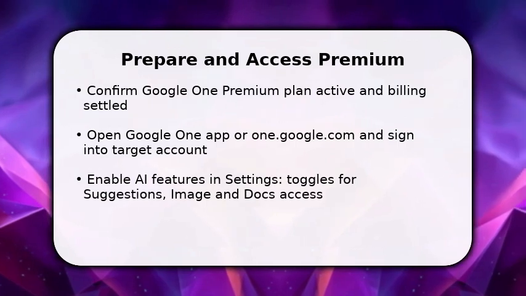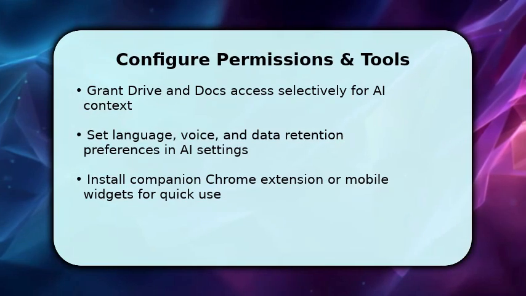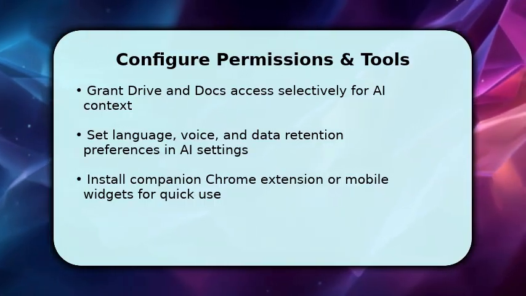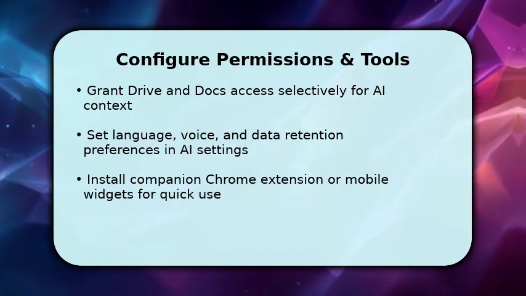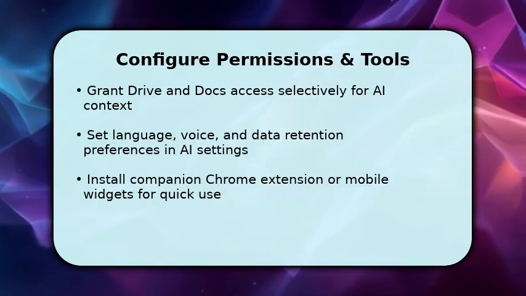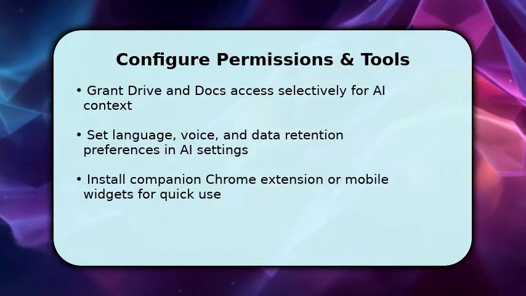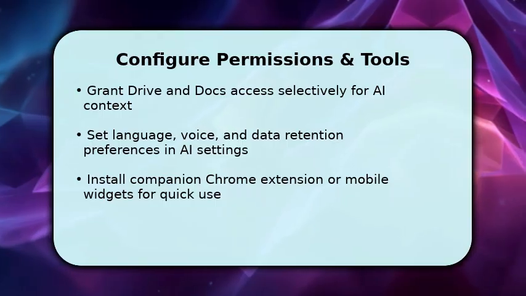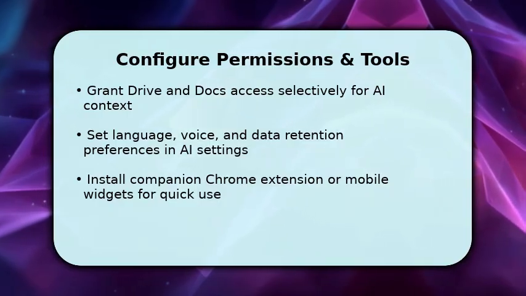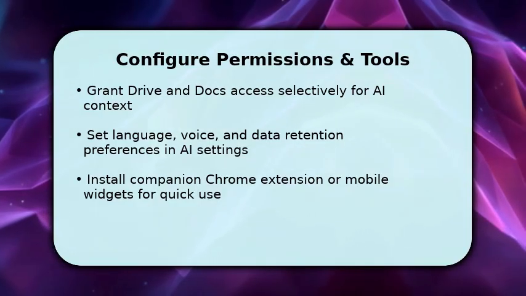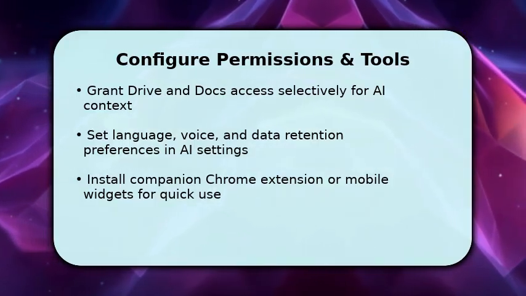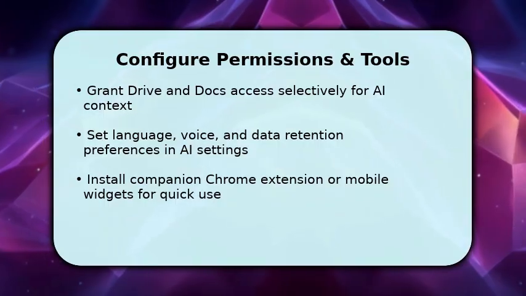Now you configure the middle-level controls that determine how helpful the AI will be. Grant Drive and Docs permissions selectively so the assistant can pull relevant context. This improves accuracy without oversharing. Then set language, voice, and data retention preferences to match privacy and workflow needs. These choices affect response style and storage. Also, install the Chrome extension or mobile widgets for one-click prompts. These steps make everyday interactions faster and ensure the AI is used.